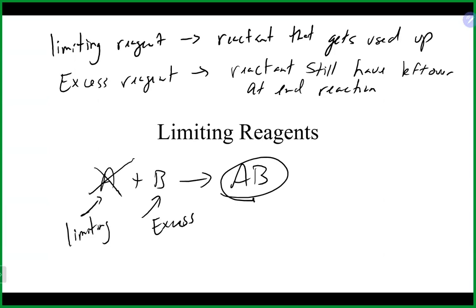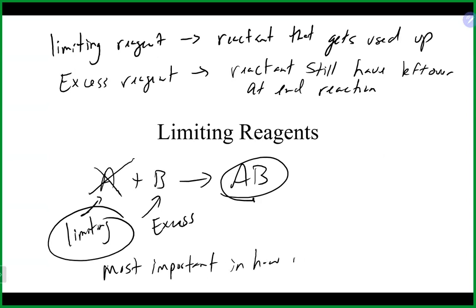So when it's a limiting reagent situation, it's really important because it is always the one that determines how much product that you can make. So as soon as it gets used up, you cannot make any more product. So the limiting reagent is always the most important in how much product you could produce.